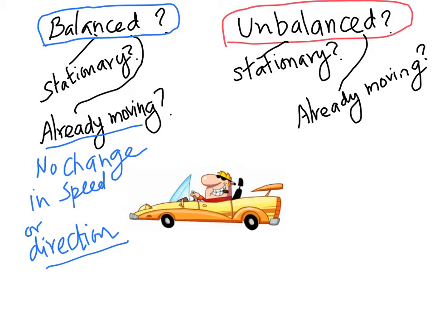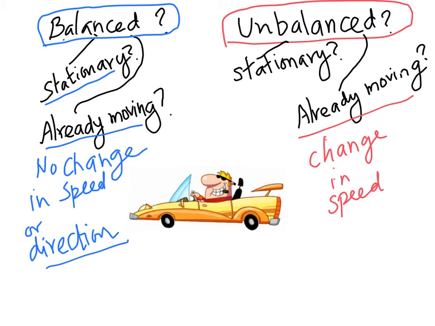If it's already moving, then it keeps moving at the same speed. If it is stationary, which means it's not moving, then it will stay put at 0 miles per hour. So it's not going to increase its speed. So balanced forces, no change in speed or direction. Basically no change. If the forces are unbalanced, then you will have a change in speed. So that is something that you need to apply. Whether it's stationary or moving, there will be a change in speed or direction. That will be the effect of unbalanced force.